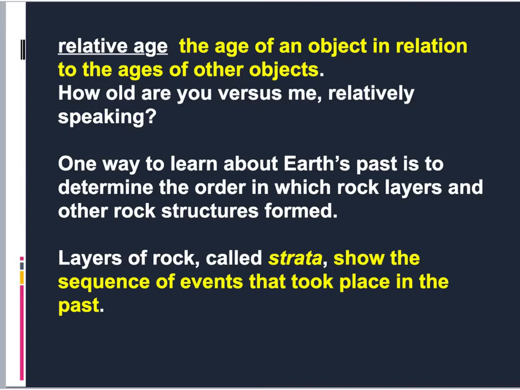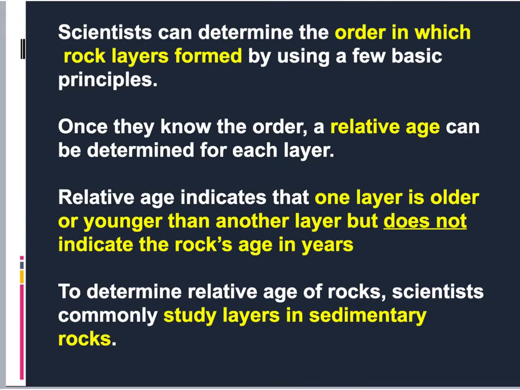So one way to learn about the Earth's past is to determine the order in which the rock layers and other rock structures formed. Okay, so let's step back and think about these rock layers, which we're going to call strata. So strata are rock layers. So what the strata do is they show the sequence of events that took place in the past. So if we take these layers of rock and compare their ages and see what's happened to the rock as time has gone on.